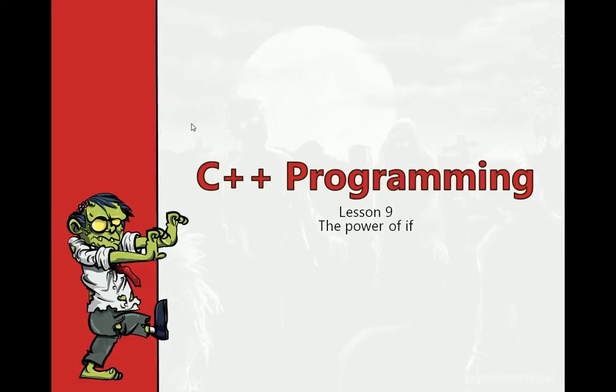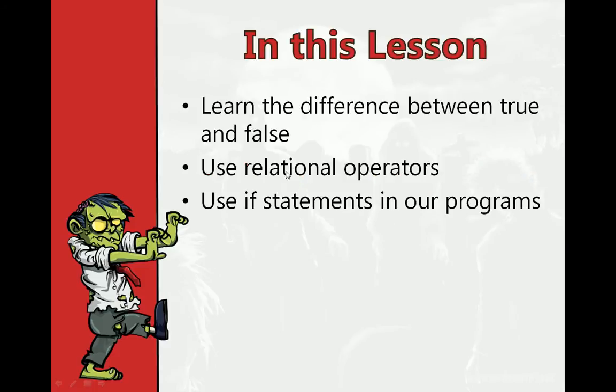This is going to be the lecture portion for Lesson 9, The Power of If. In this lesson, we're going to learn the difference between true and false as it pertains to computers. We're going to learn how to use relational operators, meaning how we test data within our programs to see if it meets certain criteria or doesn't. We see things like this every day, like you have to be 18 or over to smoke, 21 or over to drink alcoholic beverages, that type of thing. And then we're going to find out how to use if statements in our programs.